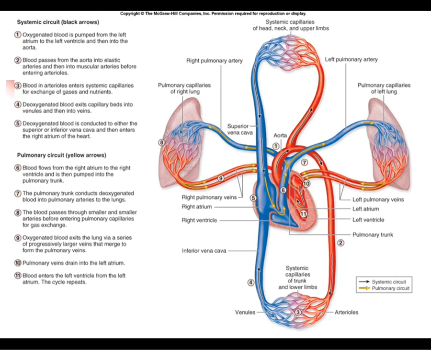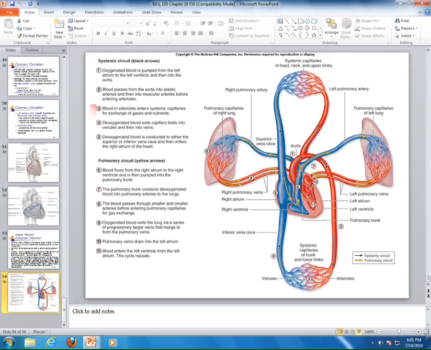Now, this is just a review slide. Again, if you can look at this and make sense of this, and you should be able to now, go into Martini and find the similar image and follow that blood around and ask yourself, what chamber am I in? What valve am I going through? What color is this blood? Think about the square heart and now transfer it to this image in those 11 steps, and you will be in fantastic shape for the exam.